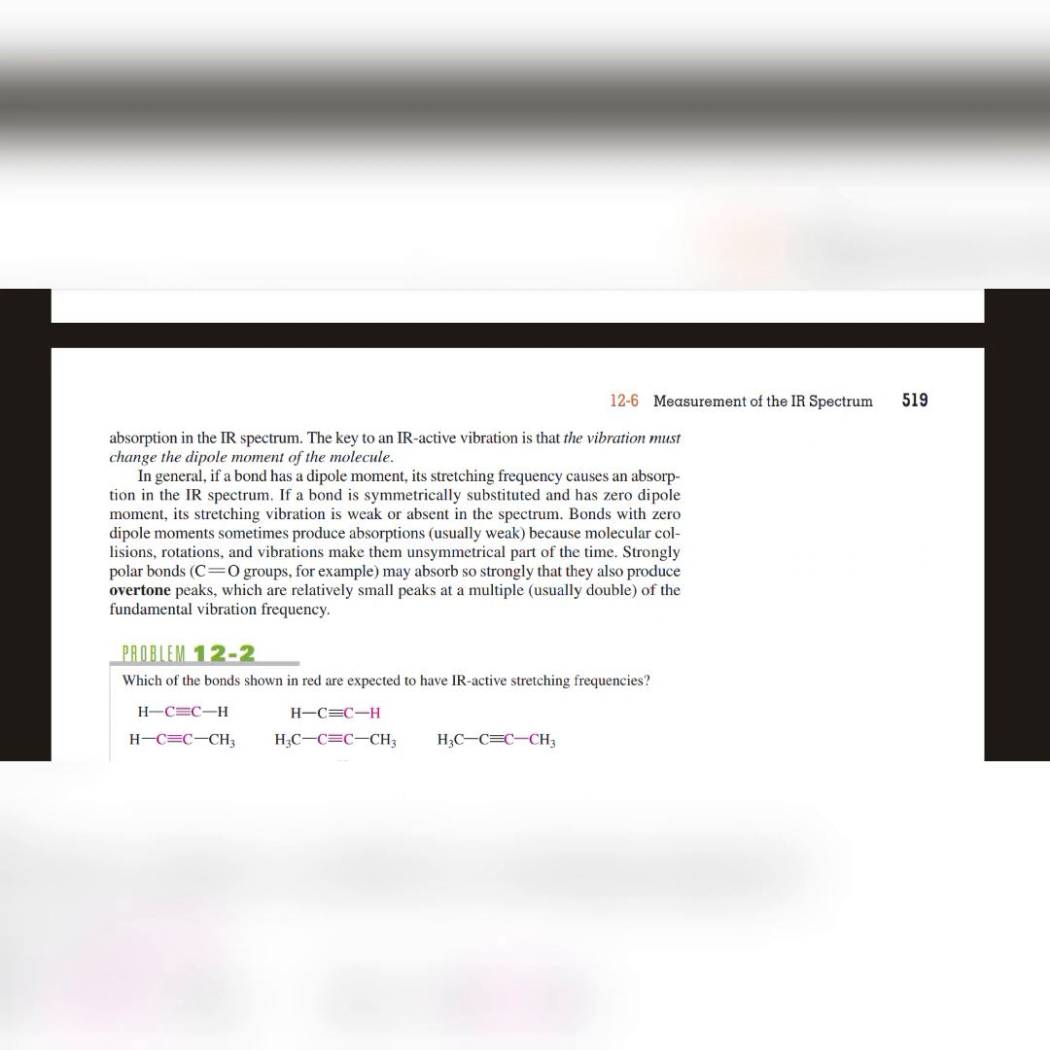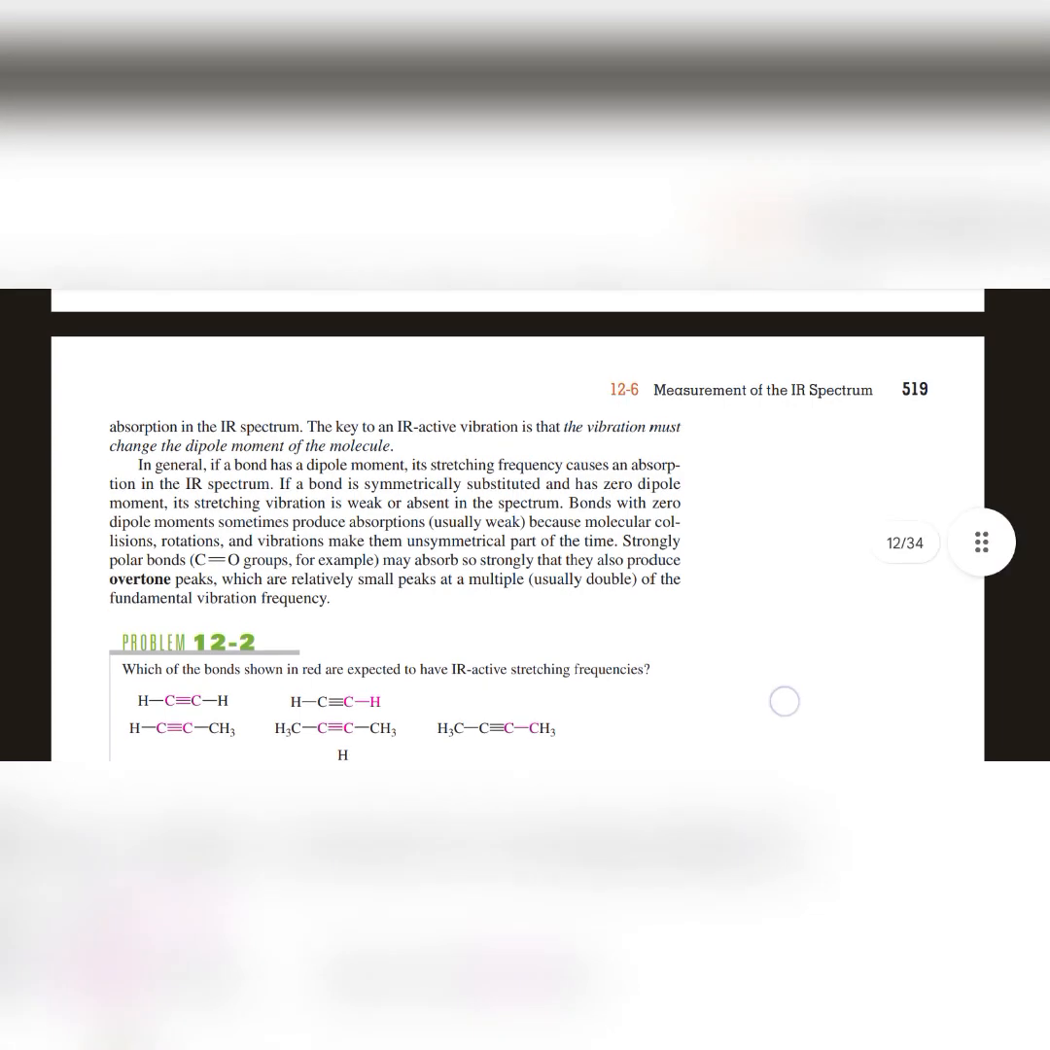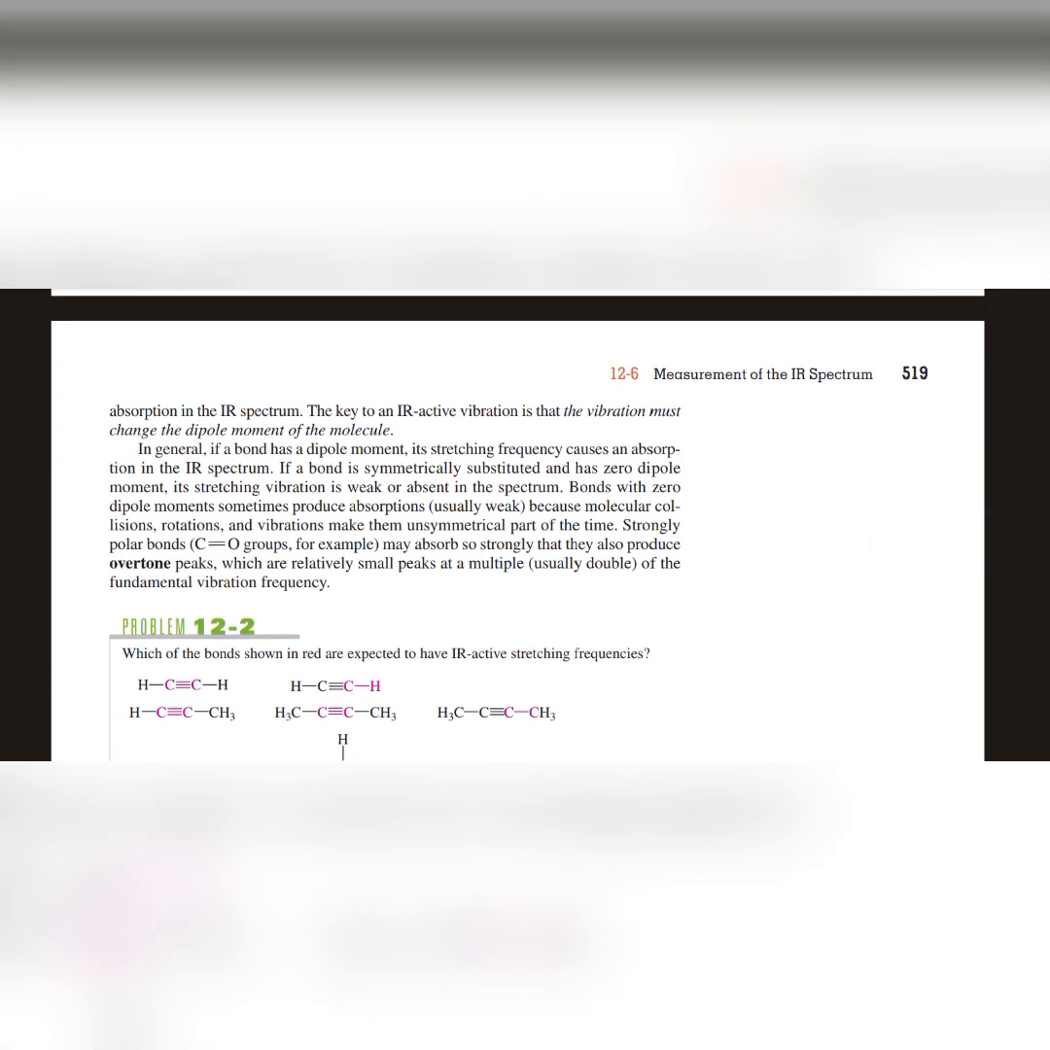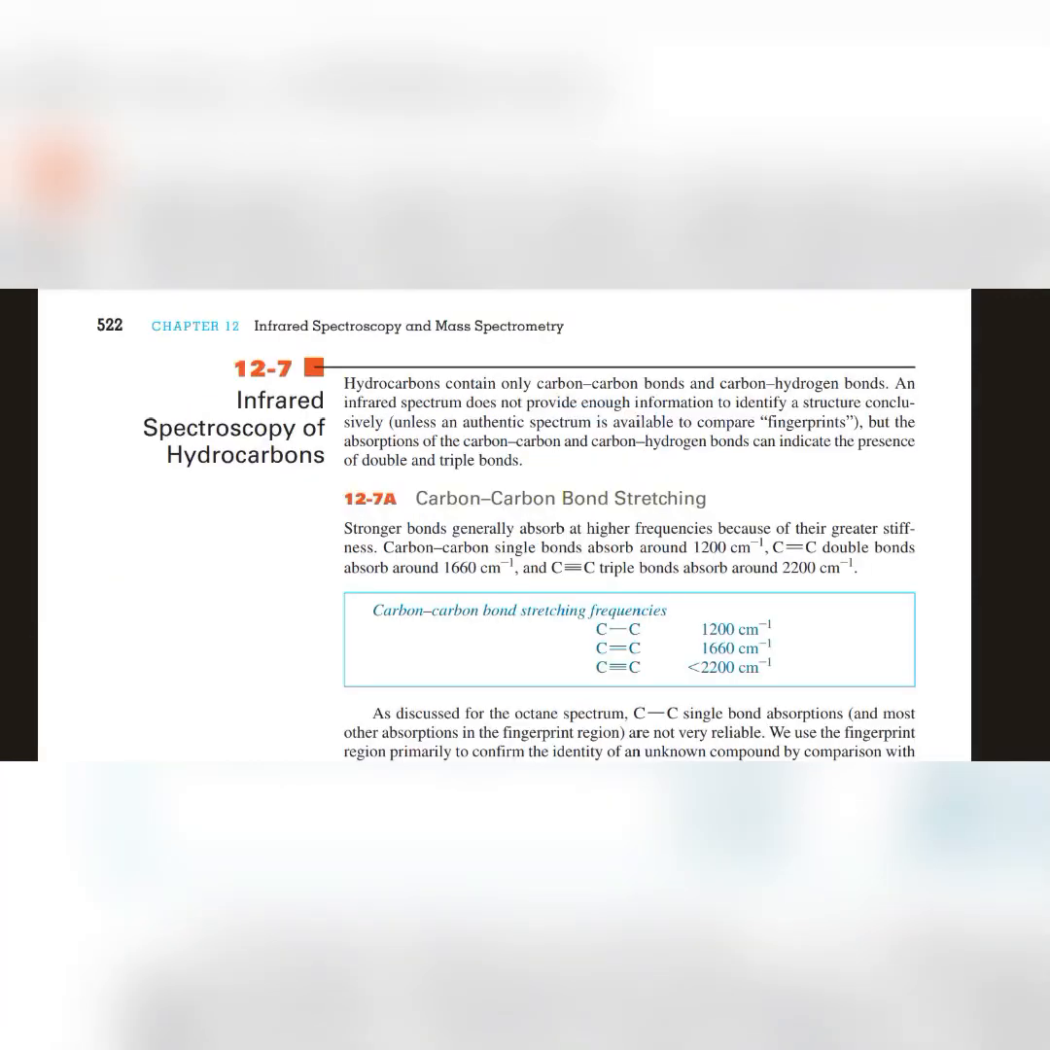Strongly polar bonds may absorb so strongly that they produce overtone peaks, which are relatively small peaks at multiples of the fundamental vibration frequencies.